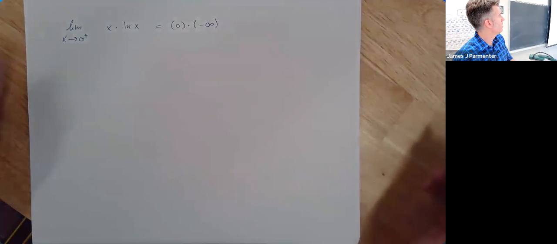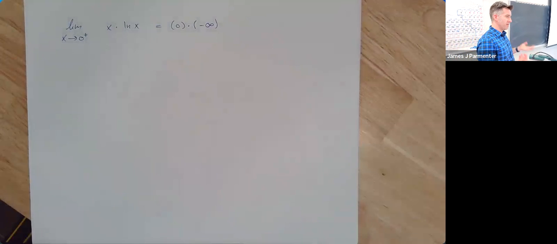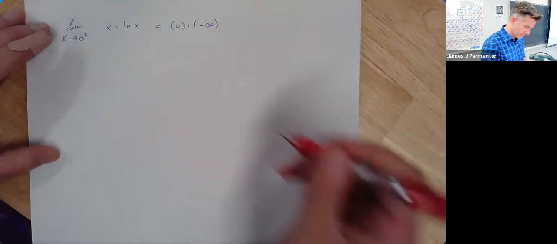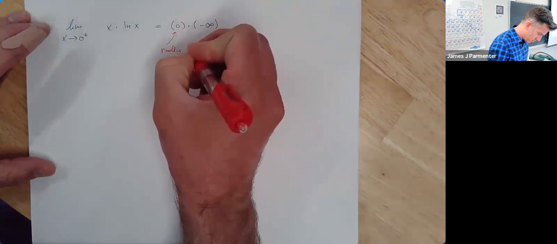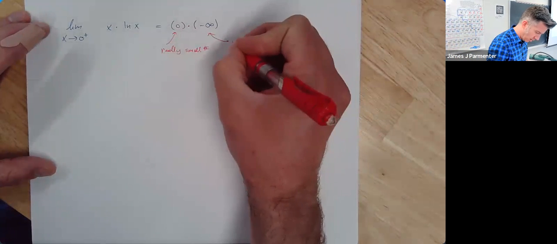Now, you might think, and you're not wrong to think, that 0 times anything is 0. The issue here is that we really don't have 0 times infinity. We just write 0 because it's easy to write. What we really have here is a really small number times a really large negative number.